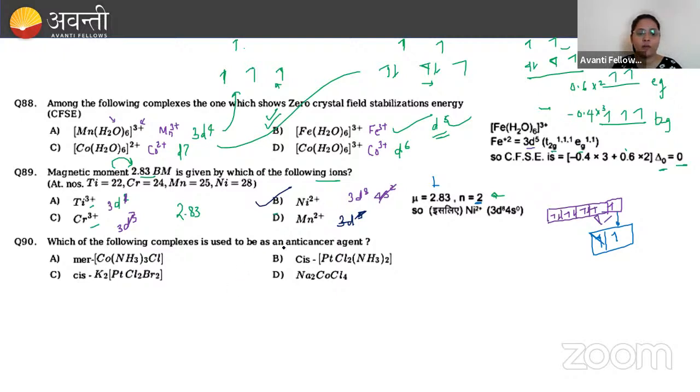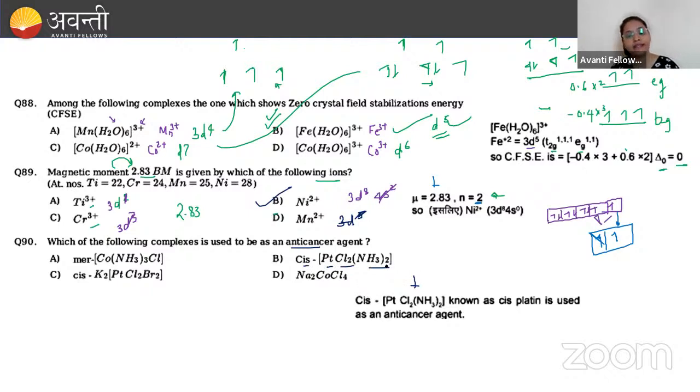Next, which of the following complexes is used as an anti-cancer agent? You know cisplatin is used as an anti-cancer drug. And which is the cisplatin compound? Platinum cis Cl2 (NH3)2. So this is our anti-cancer agent. Option B is the correct answer here. Okay, any doubts? Let's move on to the next problem.